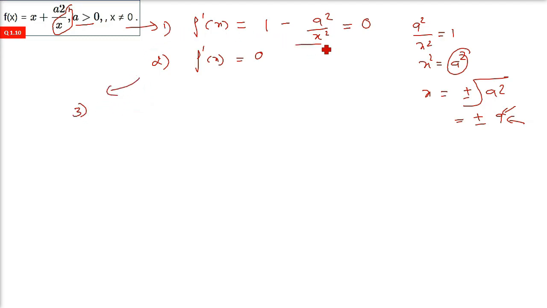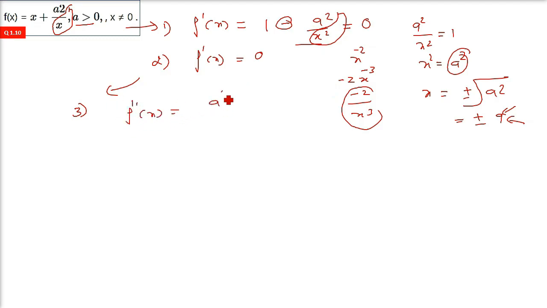The double differentiation of 1 minus a squared by x squared. We are going to differentiate it again, and since 1 is going to be 0, negative a square by x square, this x goes up with negative 2, and this gives you negative 2x raised to minus 3, negative 2 by x cube. And since already there is a negative, the whole result of f dash, or f double dash, you can call it double prime also, f double prime, is 2 a square by x cube. Please remember a is greater than 0 and x is not equal to 0.